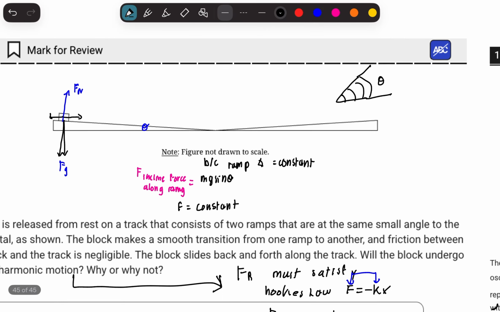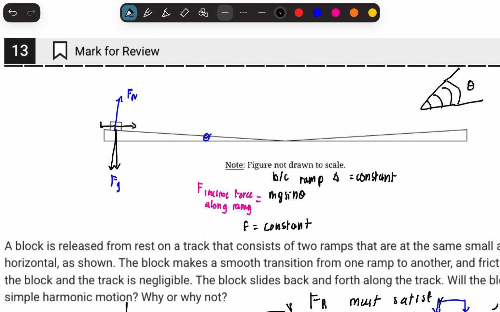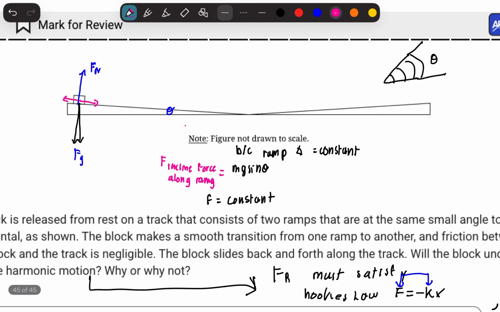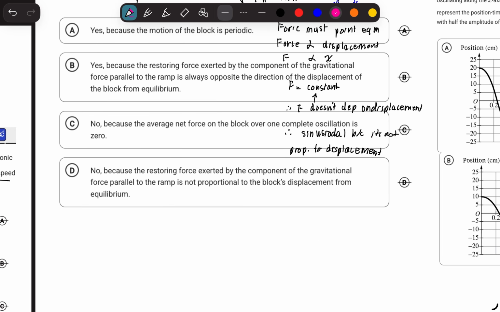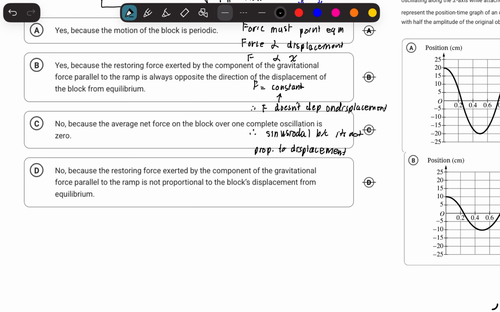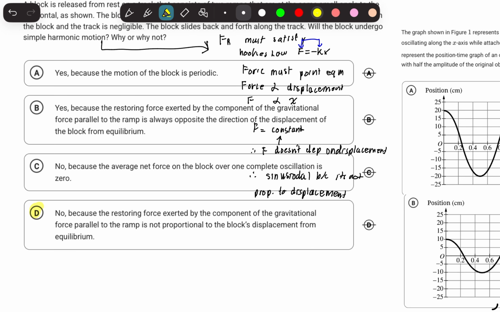That's because the restoring force parallel to the ramp. So what we're talking about is that restoring force. So that's going to be this force right here, parallel to the ramp, is not proportional to displacement. So this is going to be option D.